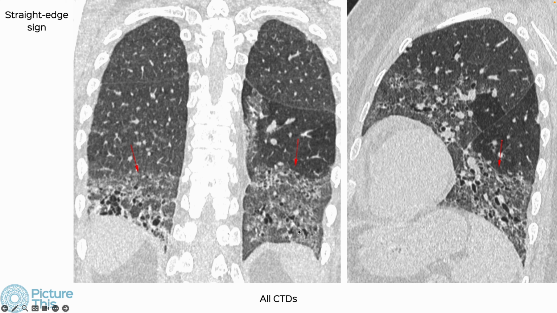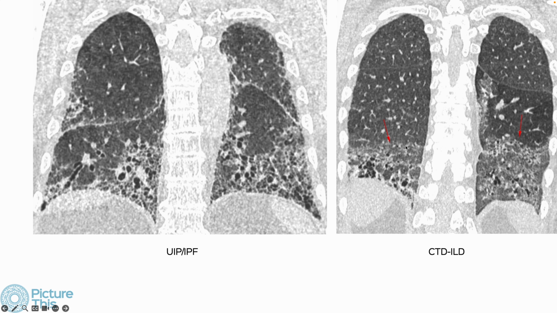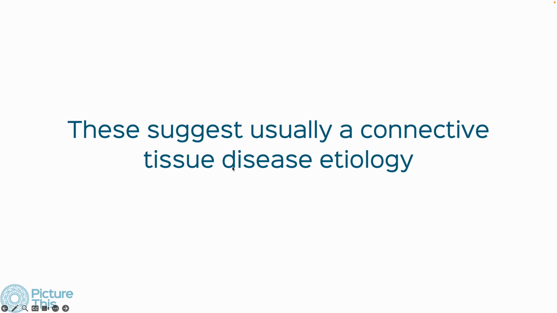The sign that works best in day-to-day practice is the straight edge sign. And you can only pick up the straight edge sign if you look at every patient in coronal and sagittal images as well on the workstation. And once you see the straight edge, it tells us that we're likely dealing with an underlying connective tissue disease. And this is the straight edge of a connective tissue disease ILD. And you can see in the UIP IPF how there are undulating margins and no straight edge.